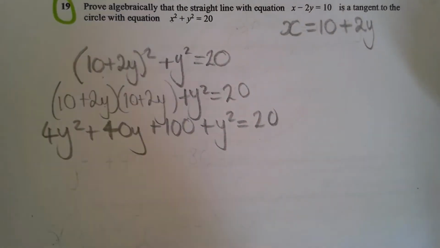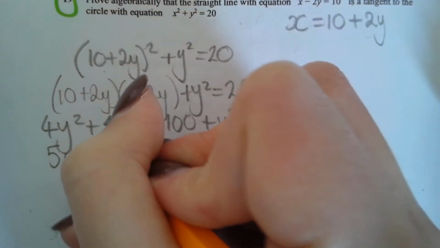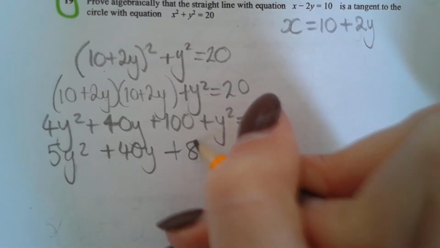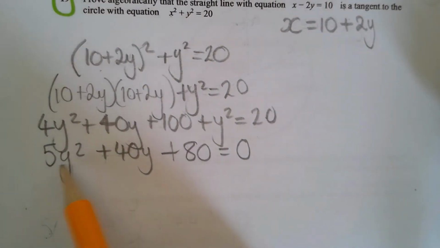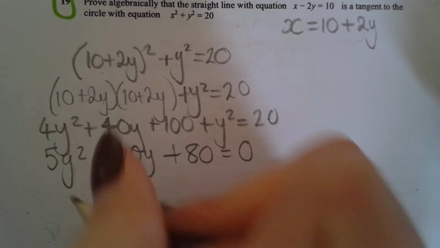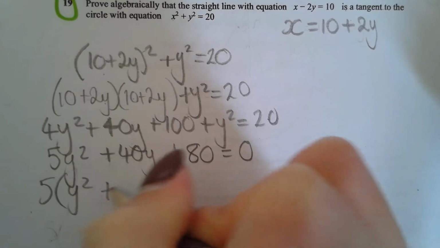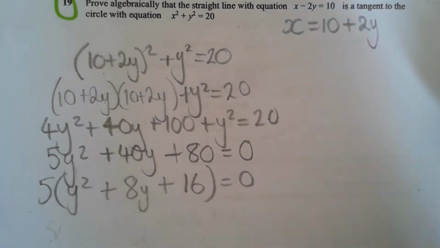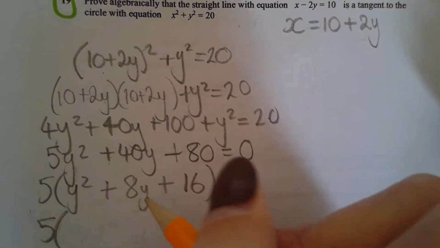So I'm going to simplify that: 4y squared add y squared is 5y squared, plus 40y, plus 100. I'm going to take away the 20, so I get plus 80 equals 0, making one side 0. With a quadratic, remember you can factorise, use the quadratic formula, or complete the square if it asks you to. We're going to try and factorise it first, but I'm going to take 5 out of everything to make it a little bit easier. So 5 into 40 is 8, 5 into 80 is 16. Now I can factorise this bracket: y squared plus 8y plus 16.